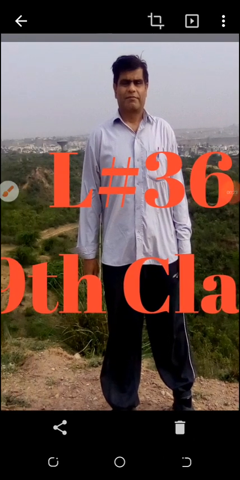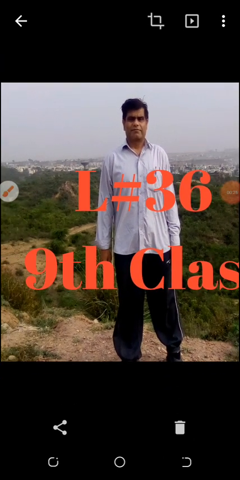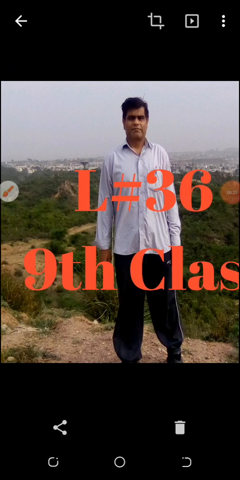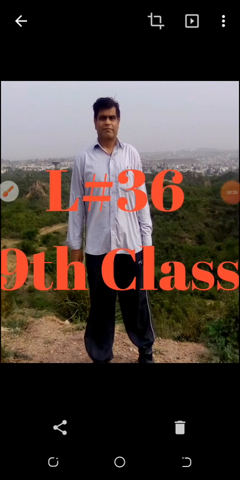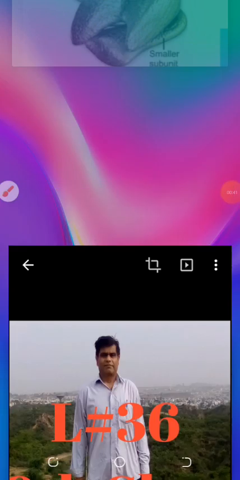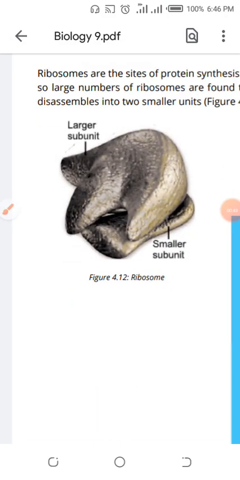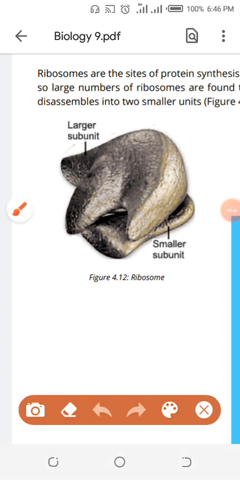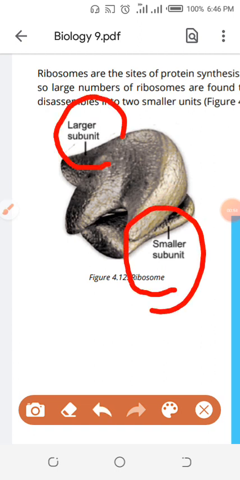This is lecture number 36 for the 9th class, and I am here to deliver lecture number 36, which is based upon the structure of ribosomes. I was discussing in lecture number 35 that ribosomes consist of two units. One is a small unit, one is a large unit. Now I am telling you the figure about the units of the ribosomes. You can see here, this is a small ribosomal unit, this is a large ribosomal unit.